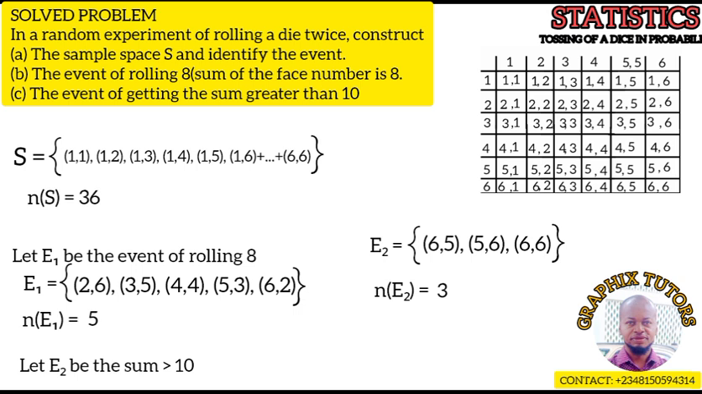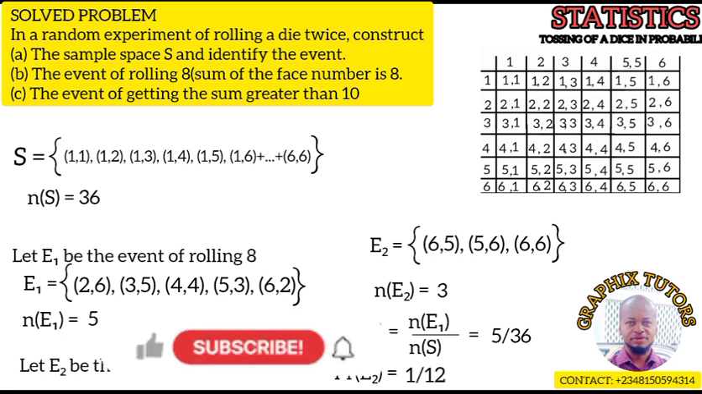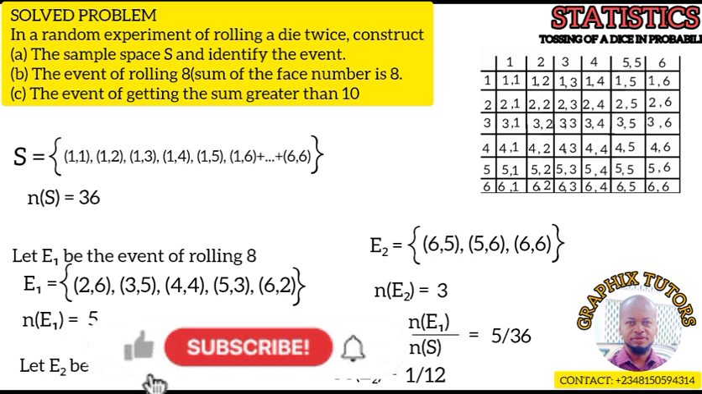Now, this is what we're done with, what we're told to do. But if you're asked for the probability of E1 or the probability of E2, what you simply say is that the probability of E1 will be equal to the number of E1 over the number of the sample space. And that is 5 over 36. And the probability of E2 will be the number of E2 all over the number of the sample space, that will be 3 over 36. And that will be 1 over 12. So if you are asked, this is what you are going to do.